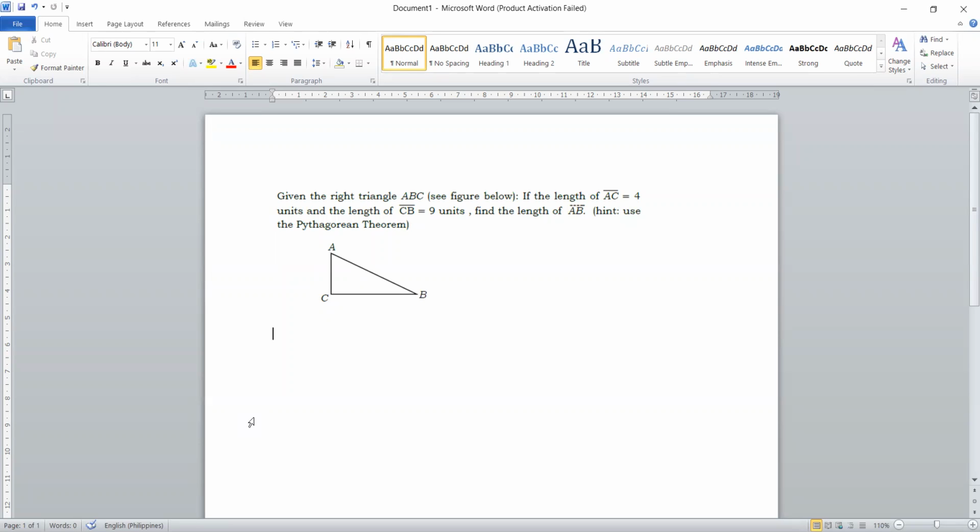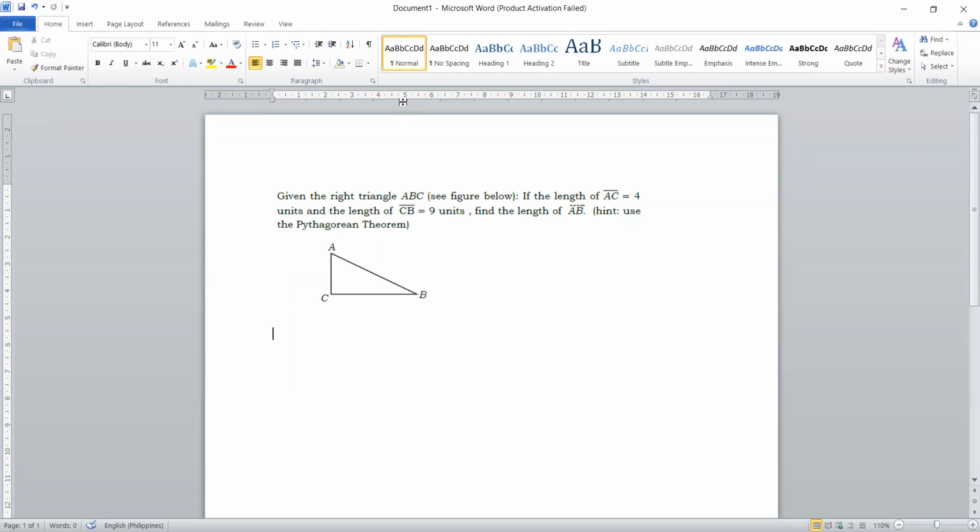So I'll read it to you first. Given the right triangle ABC, see figure below, if the length of AC is equal to 4 units and the length of CB is equal to 9 units, find the length of AB. Hint, use the Pythagorean theorem.